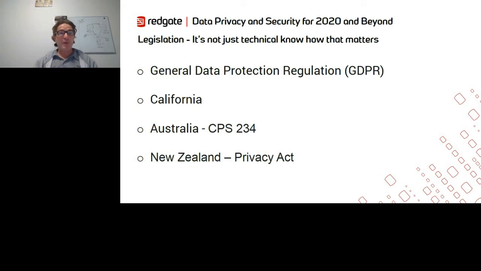But then we got the California privacy protection. In Australia, we've just got a new act, CPS 234, that protects people here. And the Privacy Act, which came in in 1993 in New Zealand, has gone through a few changes over the years, and there's a big update coming out at the minute, and that will take effect from December.